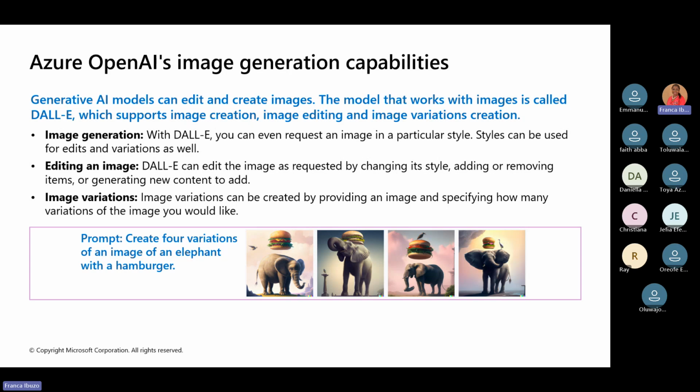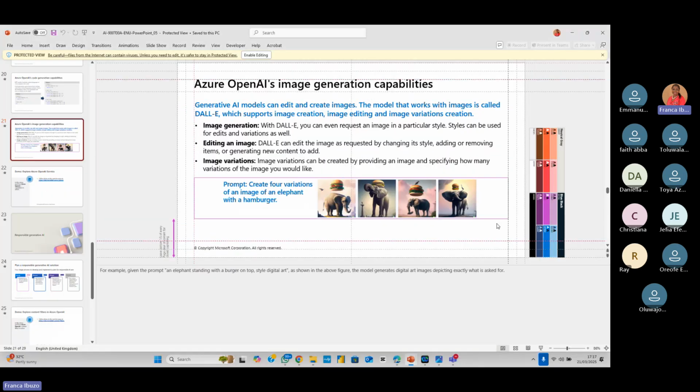Like if you look at the prompt here, it says create 4 variations of an image of an elephant with a hamburger. This is one variation, the hamburger on top there. Another variation here. Another variation. This is another variation. So you could get DALL-E to do this for you, to generate the image, edit the image, and if you want variations of the image, you could also get that.